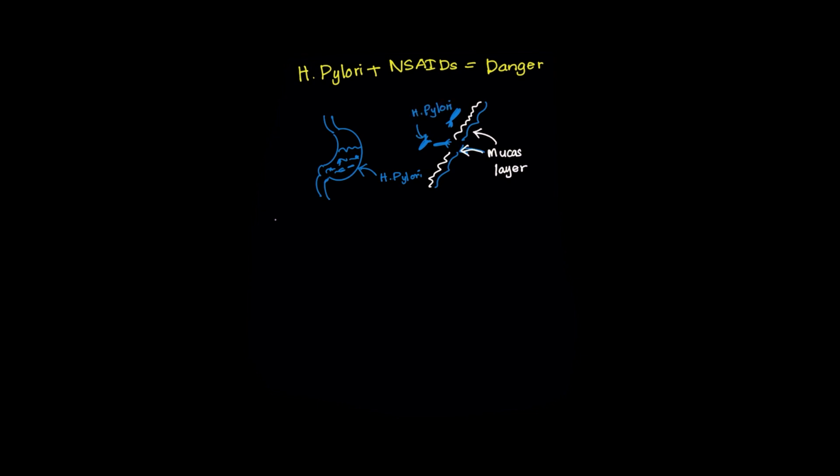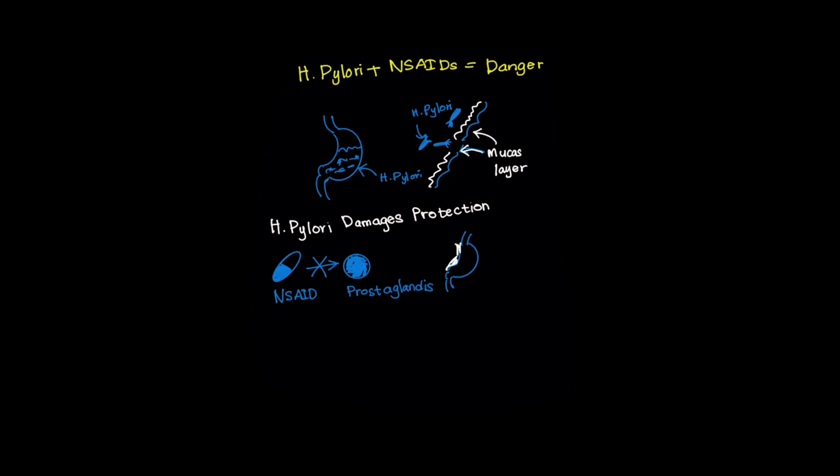NSAIDs are absolutely contraindicated in H. pylori infection due to synergistic gastric damage. H. pylori bacteria burrow into the stomach's protective mucus layer, creating inflammation and ulcers by weakening the gastric defences. NSAIDs like ibuprofen and naproxen work by inhibiting prostaglandins, which are essential for producing protective mucus and maintaining blood flow to the stomach lining. When you combine H. pylori damage with NSAID-induced prostaglandin suppression, you remove all gastric protection simultaneously.